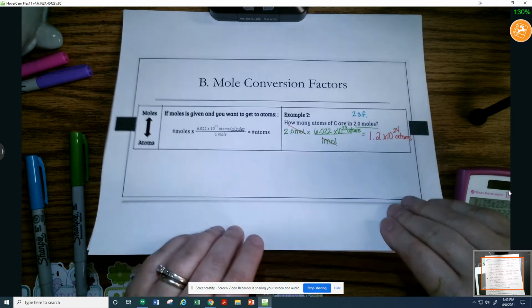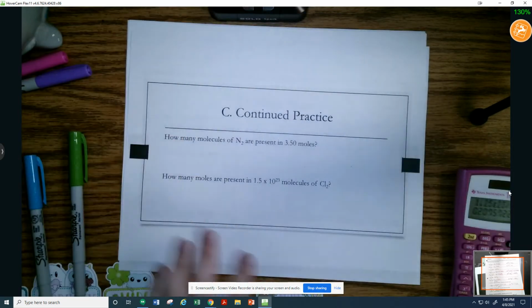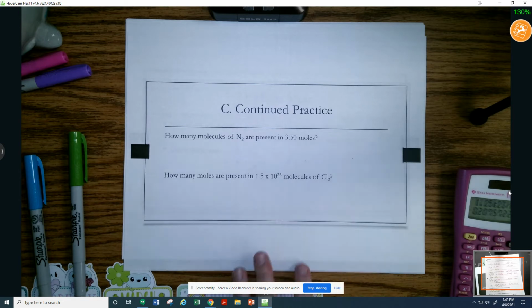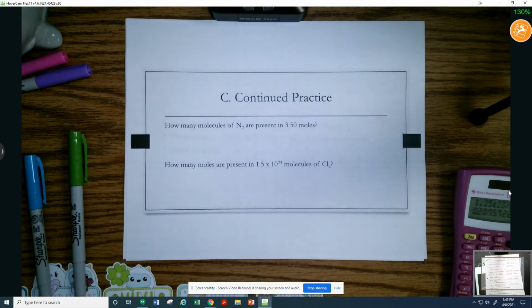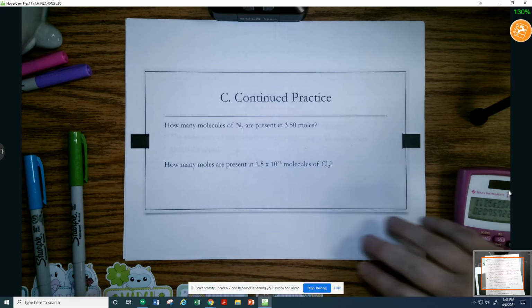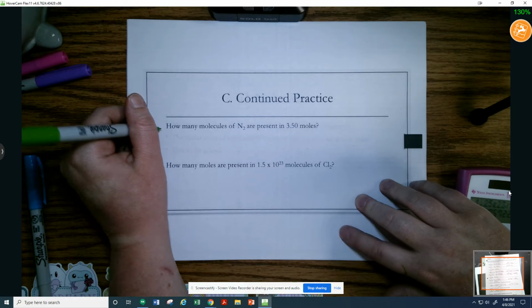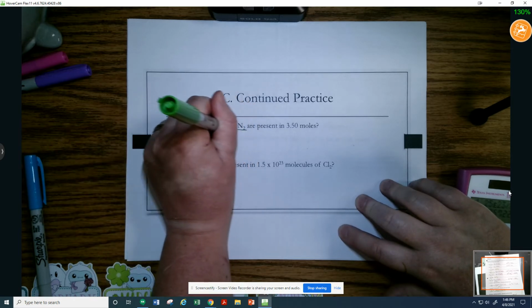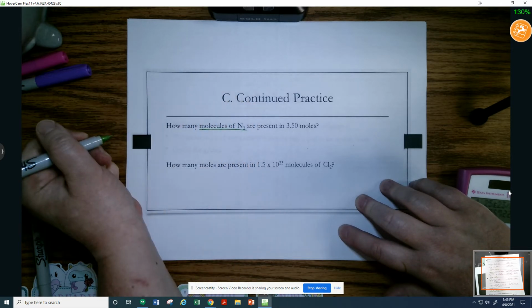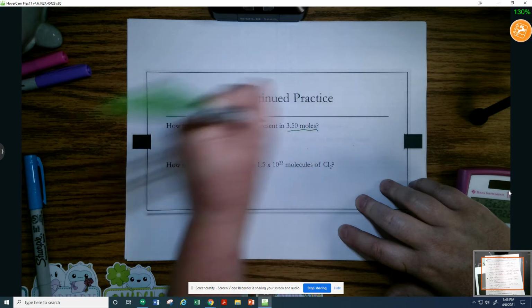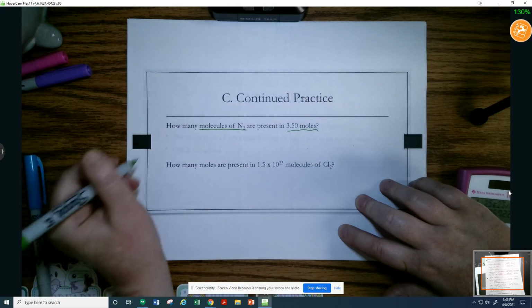So the next 2 independent practice problems are kind of working through the same thing. And we're going to introduce just a different particle. So instead of atoms, we're going to talk about molecules. So these are held together with covalent bonds. Therefore, they are a molecule. So just like before, in this first one, it says how many molecules of N2 are present in 3.50 moles.